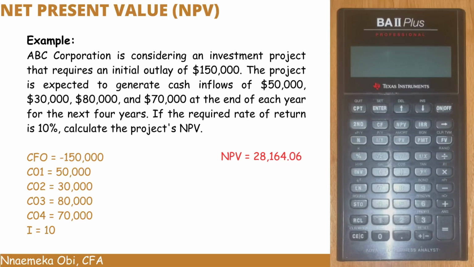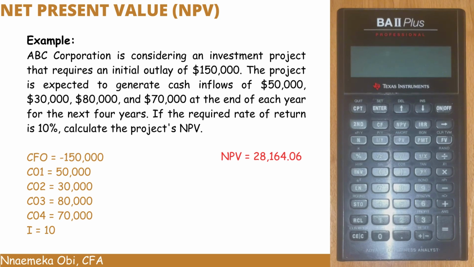All right, now let's discuss how we can use the calculator to compute the net present value. So we have an example. The example says ABC Corporation is considering an investment project that requires an initial outlay of $150,000.